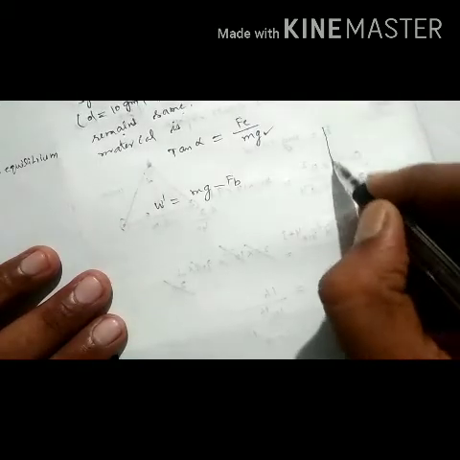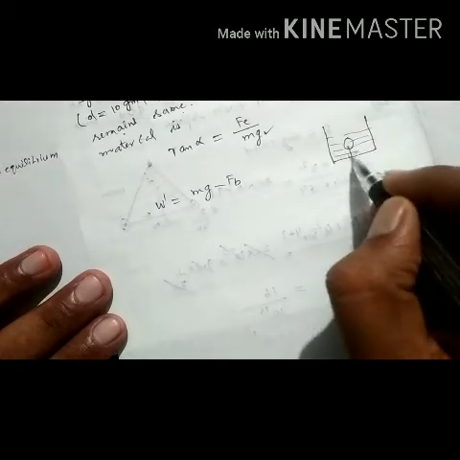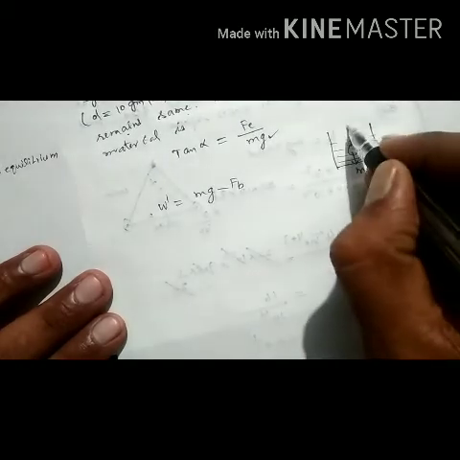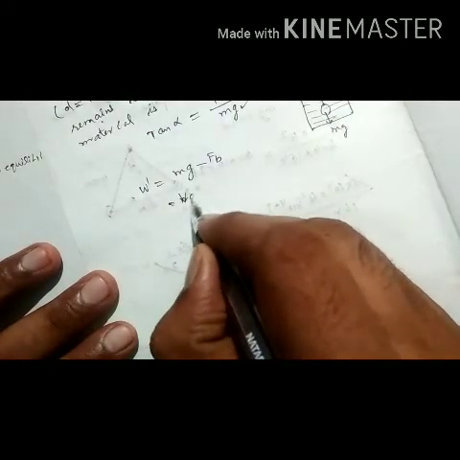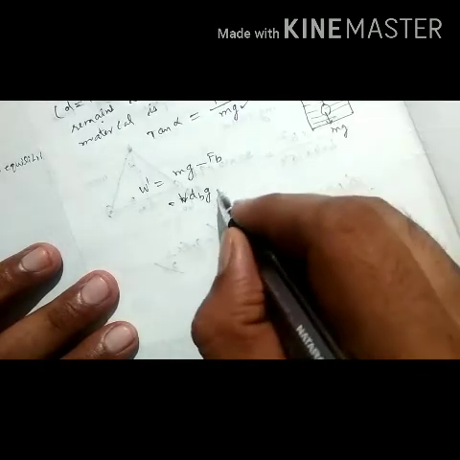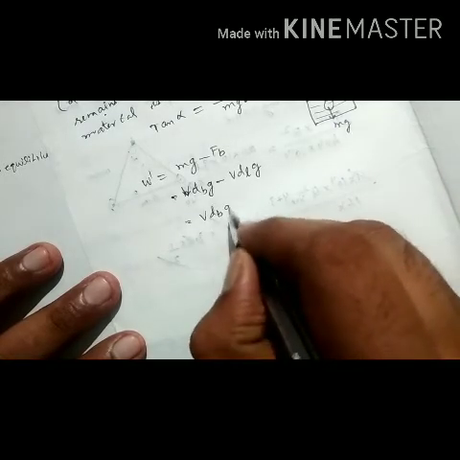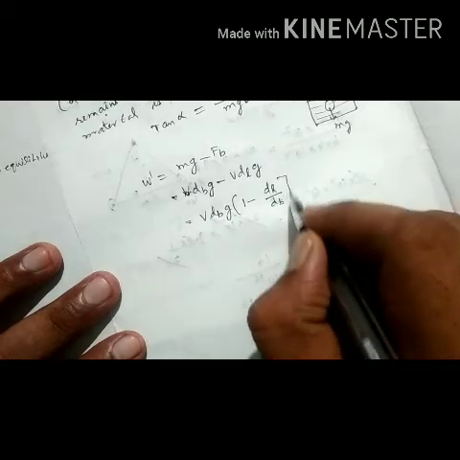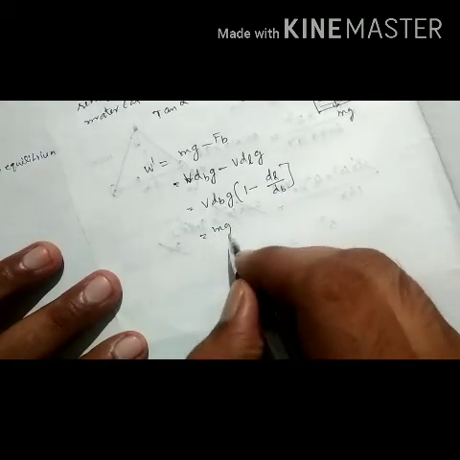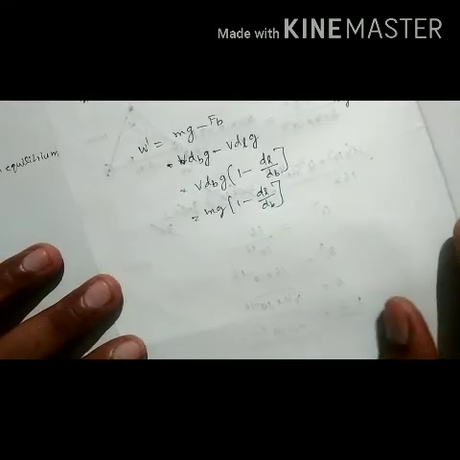Suppose you place any object in the liquid, what happens? This object will experience a buoyant force. Weight is acting downwards and buoyant force is acting upwards. So here, weight is volume into density of body into g, minus buoyant force, which is volume into density of liquid into g. If you take V d_B g as common, it is 1 minus density of liquid by density of body. So I can write mg, weight, multiplied by 1 minus density of liquid by density of body.